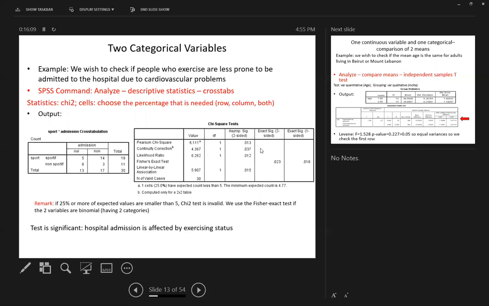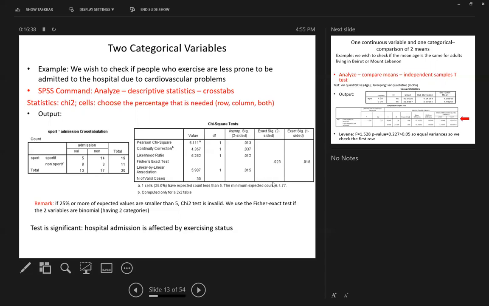It means hospital admission is associated with or affected by exercising status, with a p-value of less than 0.05, which is 0.013. But please note that underneath the table, it says one cell has an expected count less than 5. So in a chi-square test, to use the Pearson chi-square, your expected values should all be 5 or more.